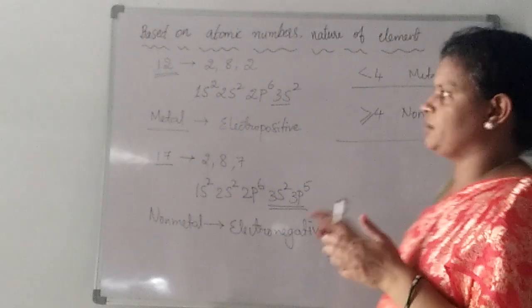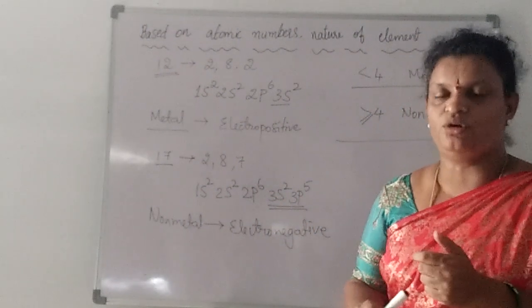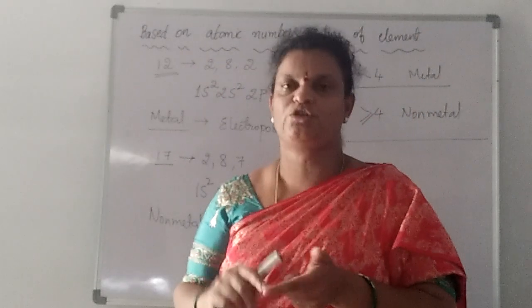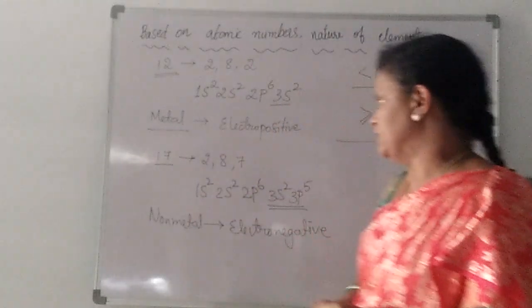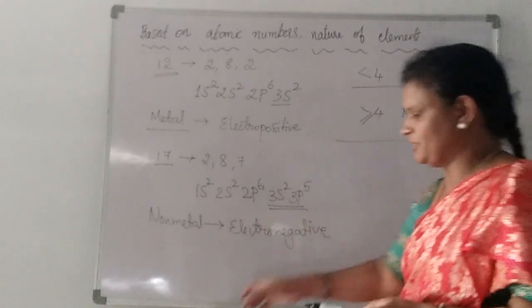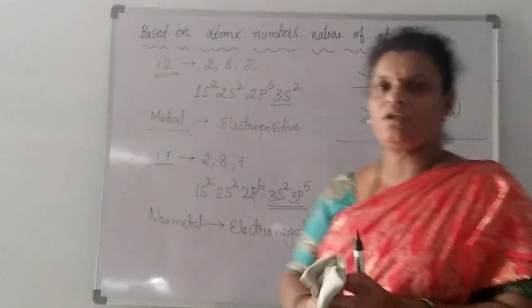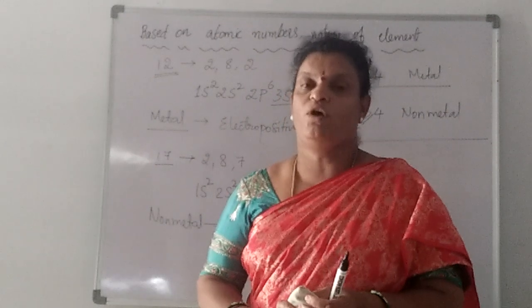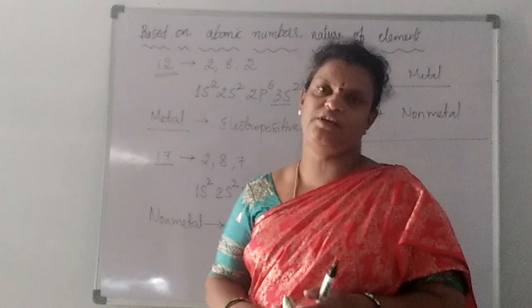So based on the atomic number, we are able to say what is the nature of the element. And also, we are able to say whether it is electropositive or electronegative, and also the bond formed between two elements. Now, here we will see some other things also, like here you have some element, here you have some other element. We can say what is the oxidation number of the element or what is the valency of the element.